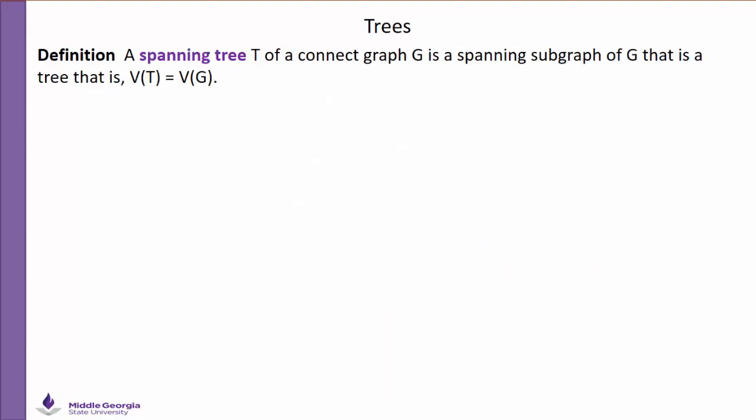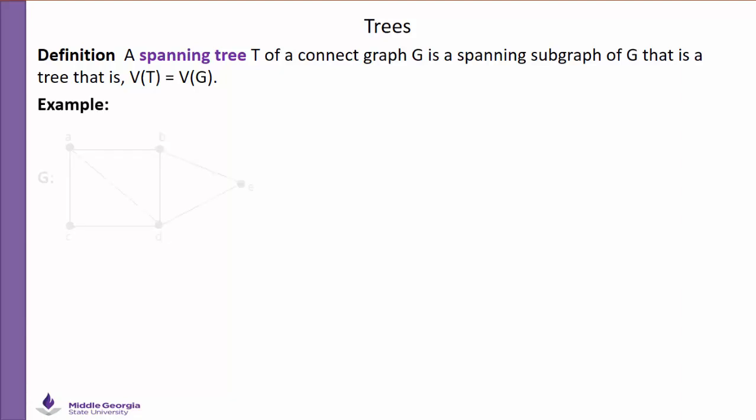A spanning tree T of a connected graph G is a spanning subgraph of G that is a tree, that is, V of T is equal to V of G. The number of vertices in the tree is equivalent to the number of vertices in the graph.